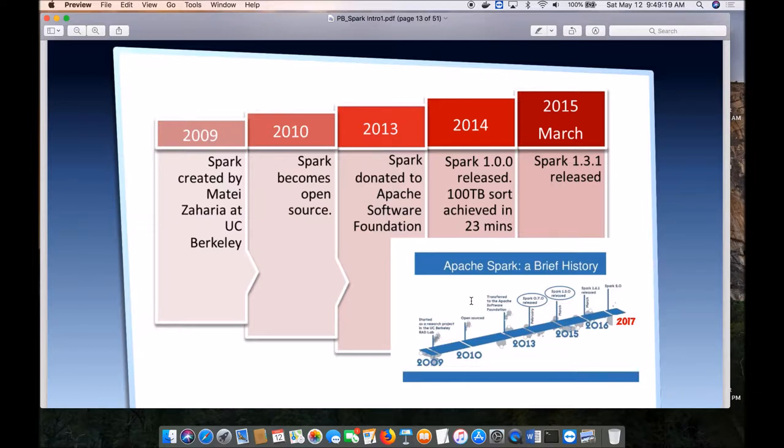Spark beat Hadoop in 2014 in the 100 terabyte sort that happened in Daytona. You can search for the Daytona sort and you will get the results. 23 minutes, 100 terabytes, with the number of processors and cores used much less than that of Hadoop. Which means it is programmed to make sure that cores are utilized. In Hadoop, when I write an application or a MapReduce, there is no way to specify that it should use this many cores. In Spark, you can do that. How about the network latency? We'll see.